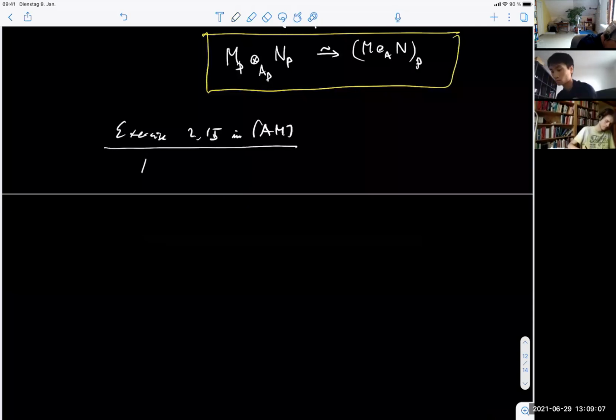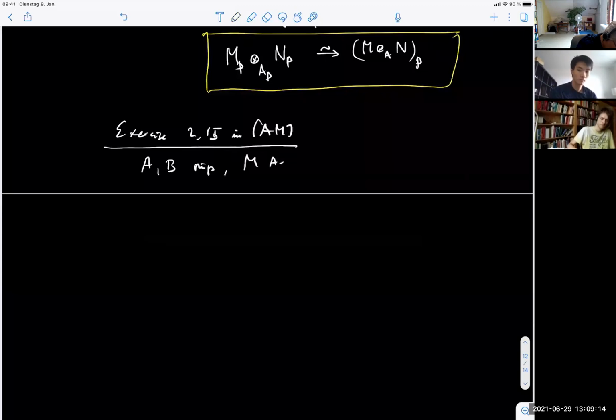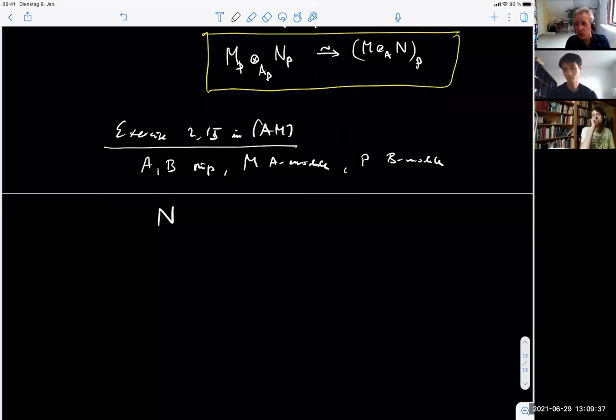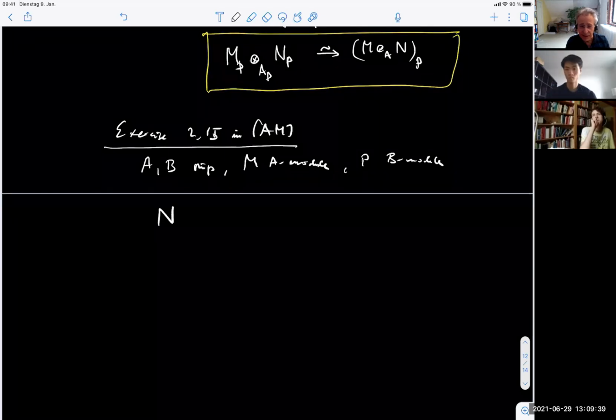So A and B are commutative rings, M is an A-module, and P is a B-module. And N is a module over A and over B. This is possible, it can be a module over A and over B. Then I have two actions, and I want these two actions to commute. There is a name for that: N is an A-B-bimodule.